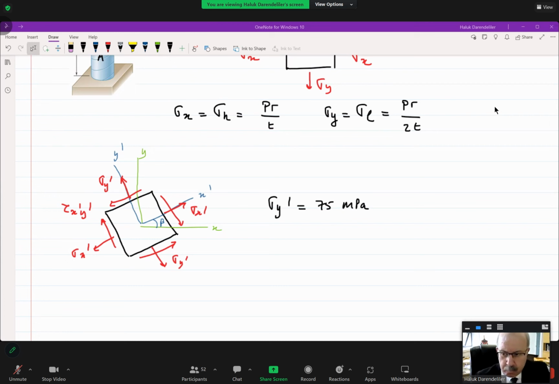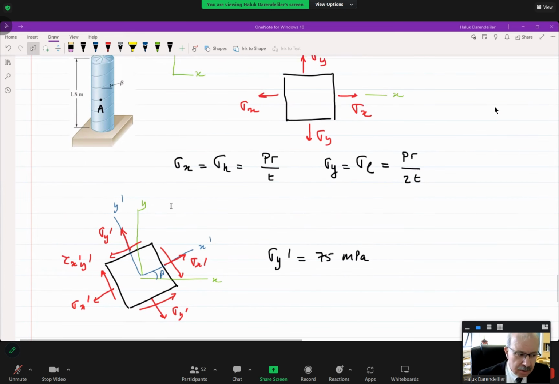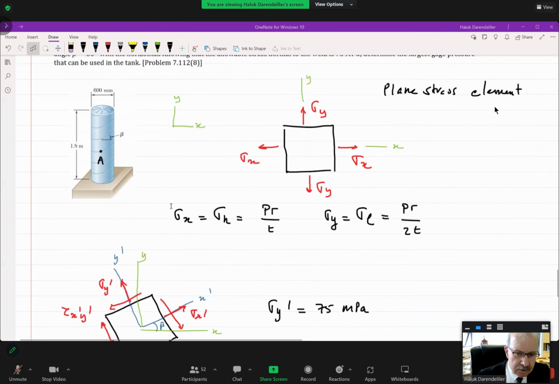Okay. Now look. There is only pressure within this tube. So we have sigma x, sigma y, but tau xy is zero. So tau xy is zero because at this orientation there is no shearing stress.